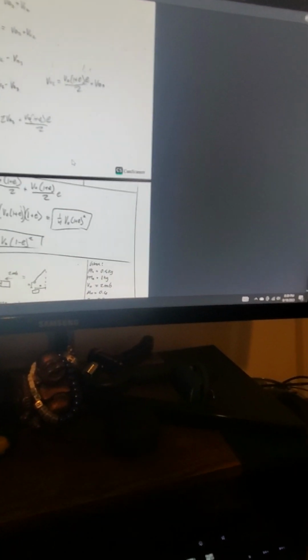coefficient of kinetic friction times gravity, because the sum of the forces is going to equal the mass times the acceleration. So you can solve for x that way using this kinematic equation, which is Vf squared equals V naught squared plus 2a delta x. So yeah, that's that one.